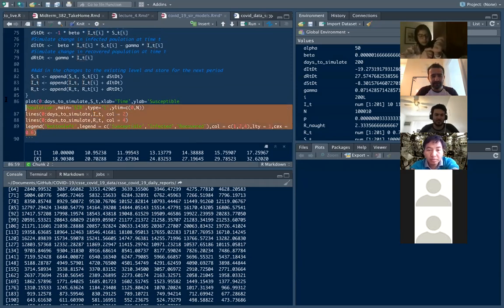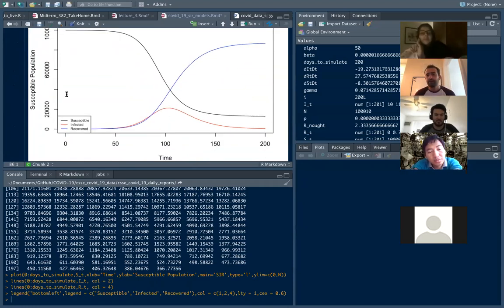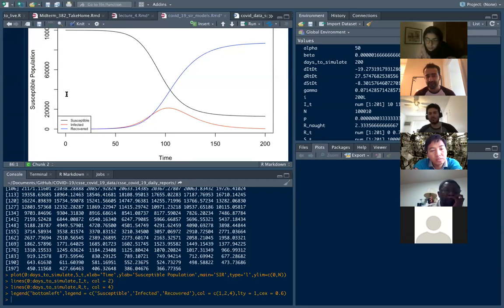If I were to highlight and run all of this code together, it'll plot out the three lines that summarize how the susceptible population changes over time, how the infected population changes over time, and how the recovered population changes over time. The susceptible population falls from 100,000 to about 20,000. That means 80% of the people in our model get infected.